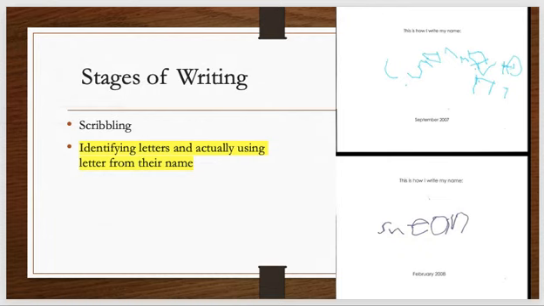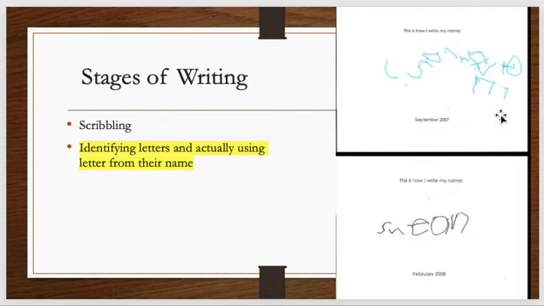Second stage we're going to see them go with is identifying letters and then actually using letters from their name. So we might have them write some random letters on paper and they might be able to identify like, yeah, that's a letter that goes in my name. But it's not going to be in the right order. It's not going to look exactly like how letters should look. So it's something we just have to remember. They're going through these stages and we give them time to develop it.